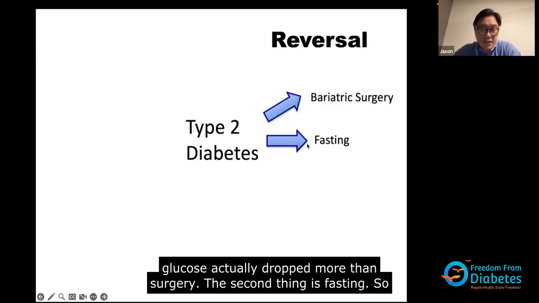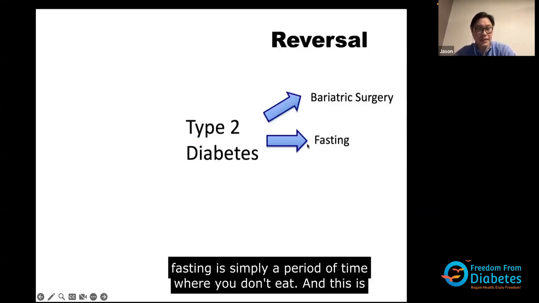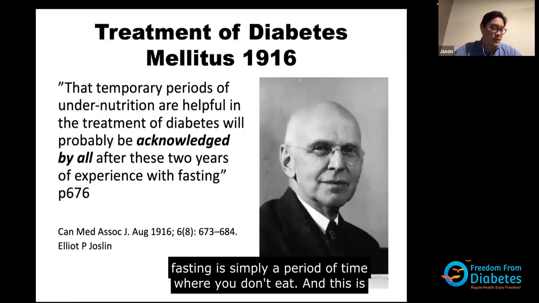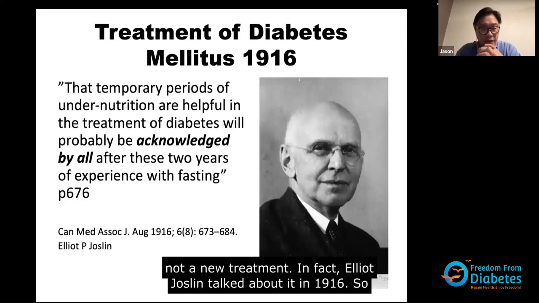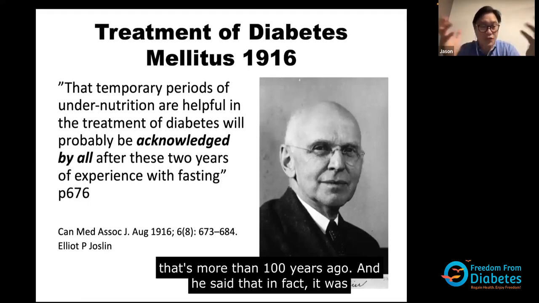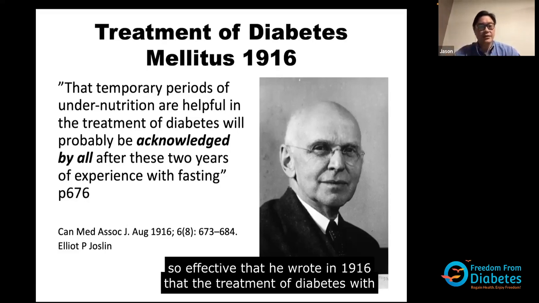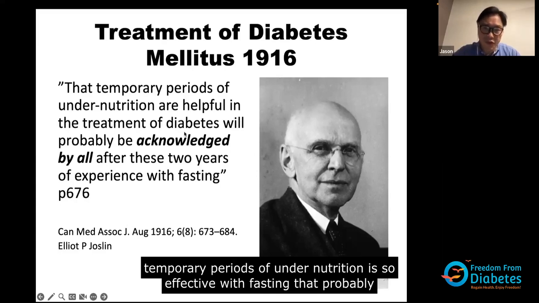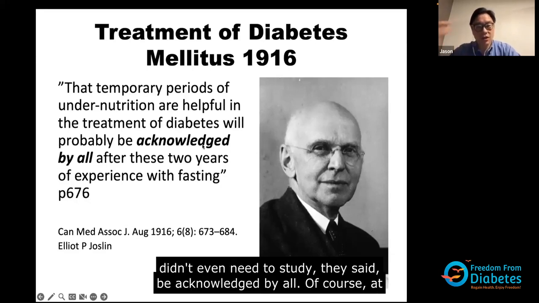The second thing is fasting. So fasting is simply a period of time where you don't eat. And this is not a new treatment. In fact, Elliot Joslin talked about it in 1916. So that's more than 100 years ago. And he said that, in fact, it was so effective that he wrote in 1916 that the treatment of diabetes with temporary periods of undernutrition is so effective with fasting that it probably didn't even need a study. They said it would be acknowledged by all.